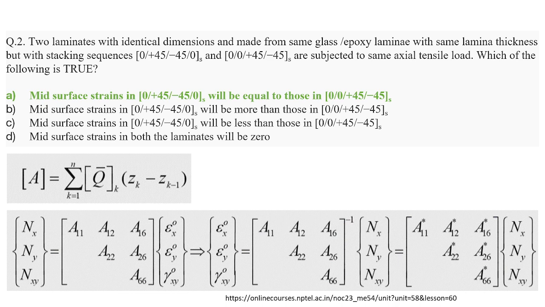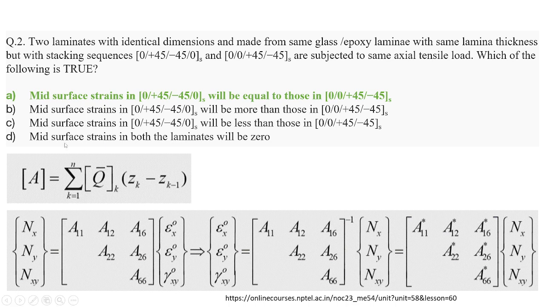So first we will think about the ABBD matrix. As you can see, both are symmetric in their stacking sequence. So the B matrix will be 0, and there is only axial tensile load applied, and there is no moment, so there will be no curvature. Because of that, the D matrix will also be 0. So what is left is the A matrix.